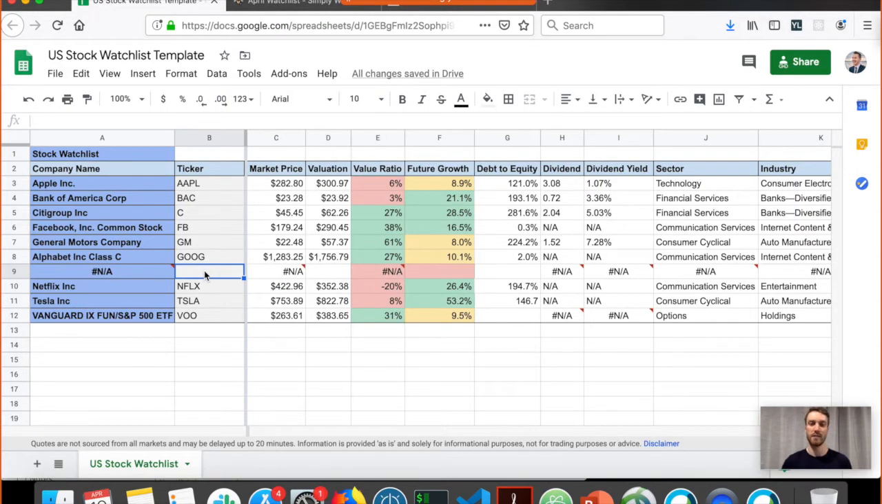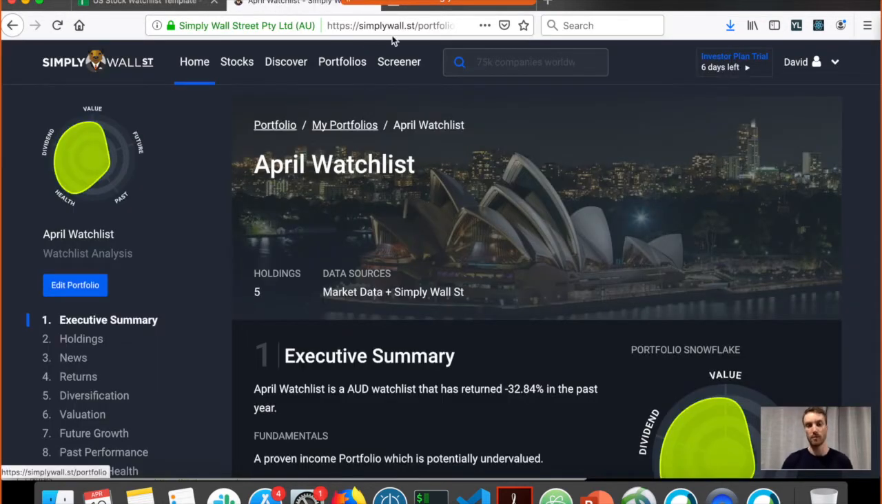Now we'll enter the ticker code JPM to look at JPMorgan Chase. So we hit enter, and it automatically generates us the company name and the current market price. So now we need to add in a valuation. And we can do this based on a number of different valuation methods. But here I'm simply going to use Simply Wall Street, linked in the description below.